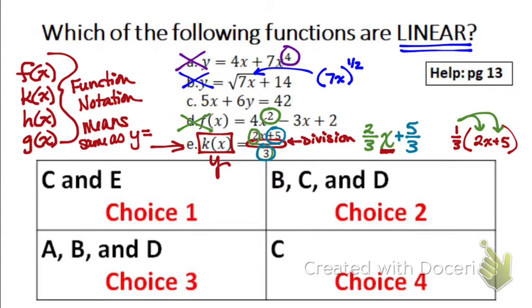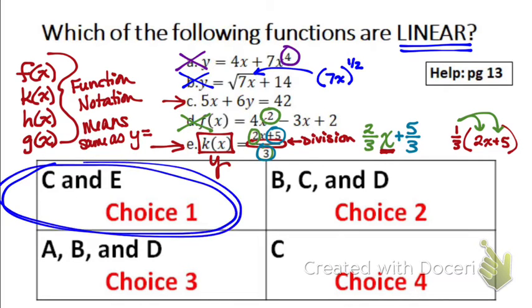Which ones of these are linear then? C and E are linear. So what is my correct choice? Choice 1 is my correct choice. I picked this one out because I was getting a lot of questions about this yesterday, and there's a similar one to this on your review.